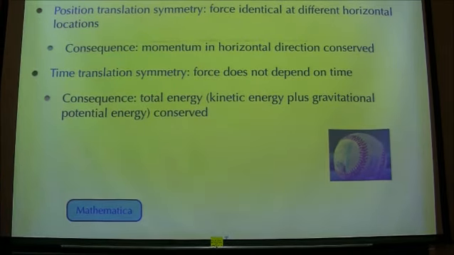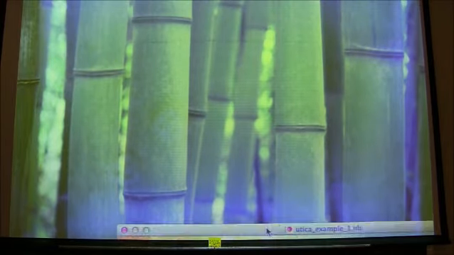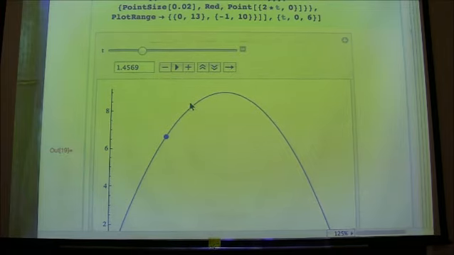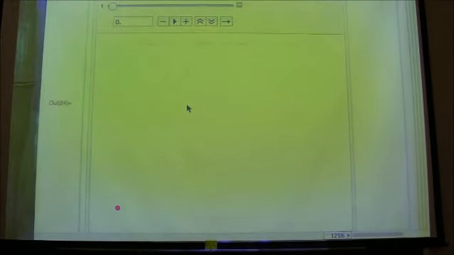And I've got a little Mathematica simulation here. Hopefully not too elementary, but that's sort of the risk of this whole talk, I guess.